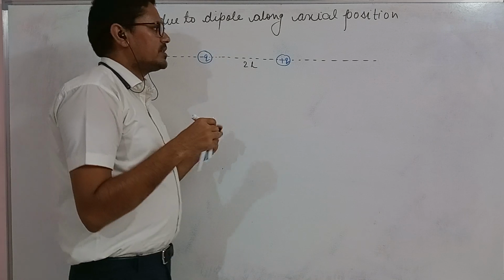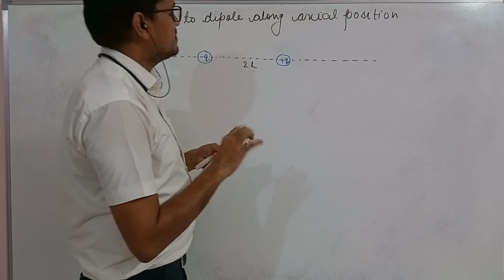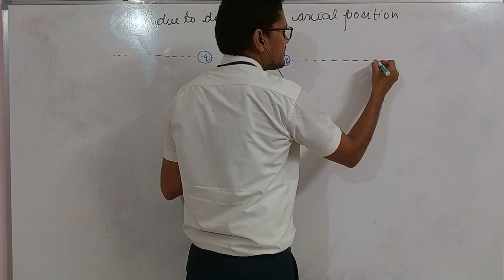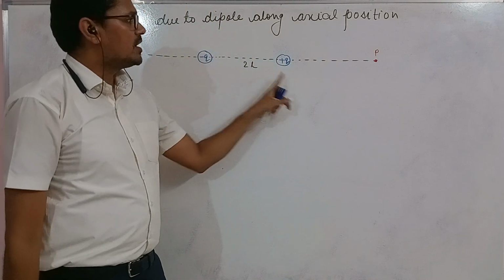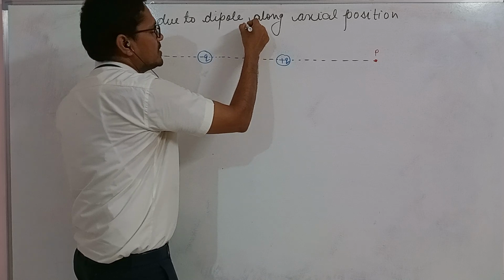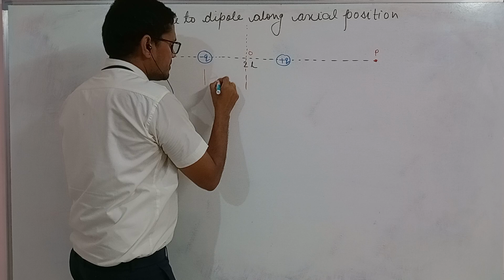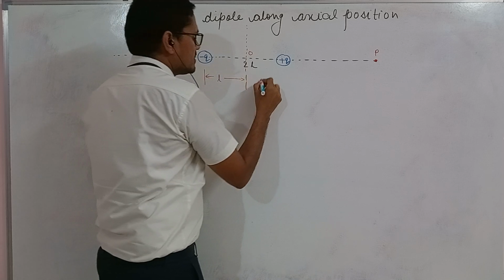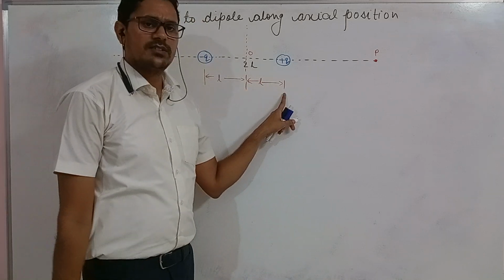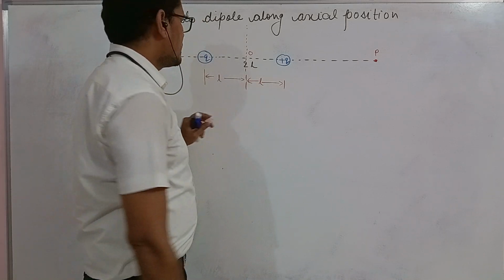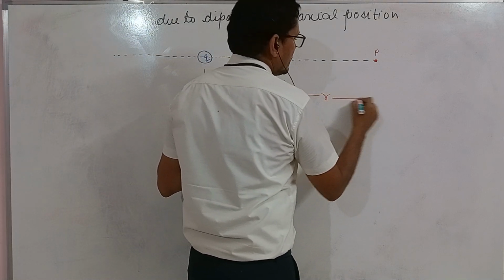I am picking any random point along this axis and I will be finding the electric field due to this dipole. Let us say that this is the point P at which I need to find the net electric field produced by this dipole. Here we have the origin. Let's consider this is the y-axis and this is the origin. This distance would be L and this distance would also be L. The distance between the origin and each charged particle is L, and I am taking the distance of the point at which I need to find the electric field as R.